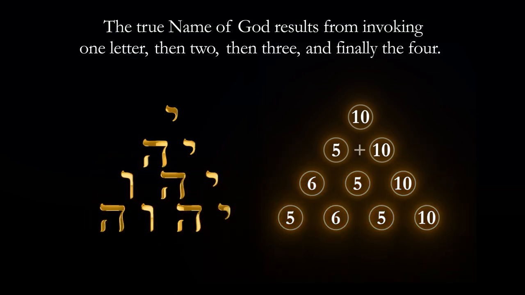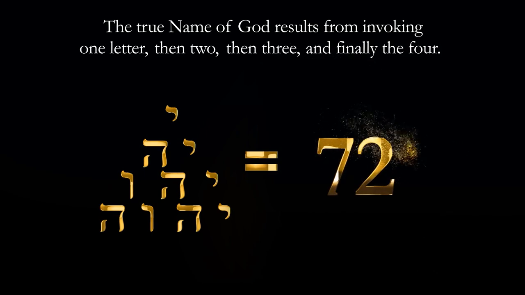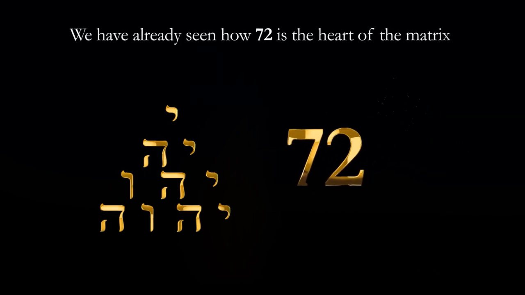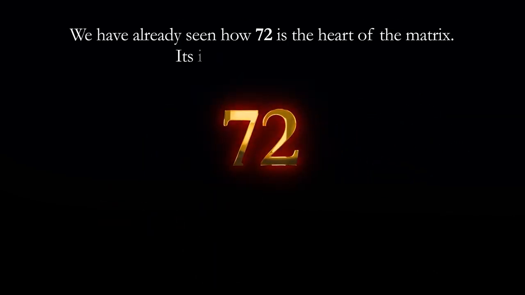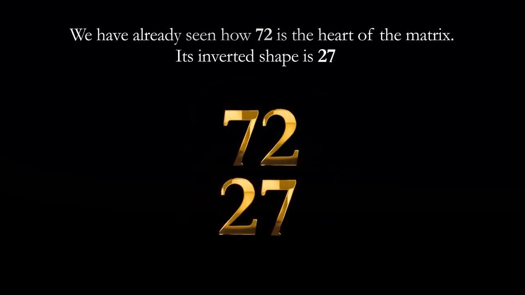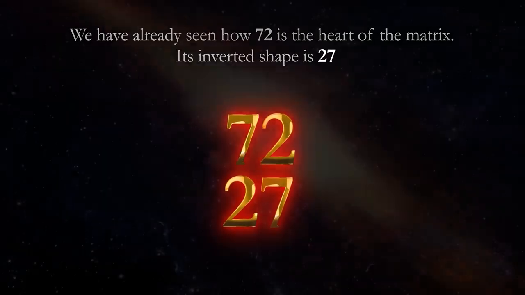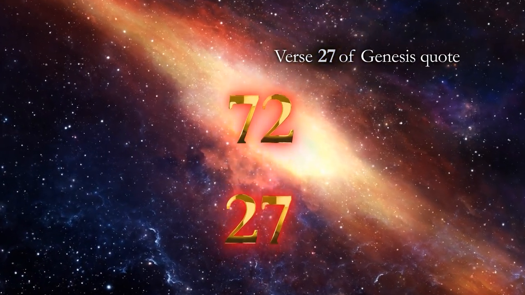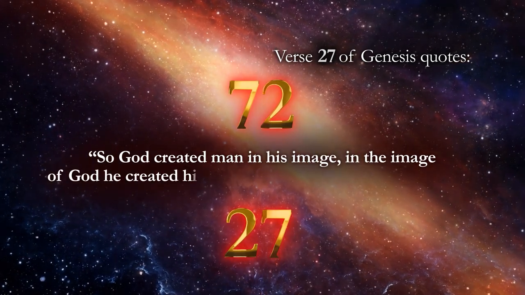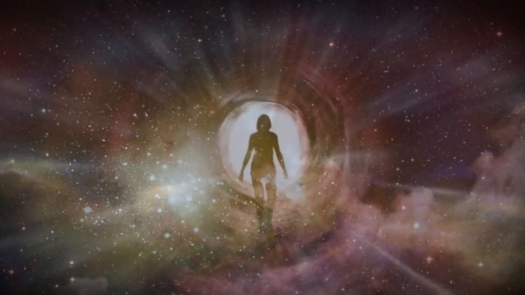The sum of all the letters displayed according to the Tetraktys is 72. We have already seen how 72 is the heart of the matrix. Its inverted shape is 27. Verse 27 of Genesis quotes, "So God created man in his image. In the image of God he created him. Male and female he created them."